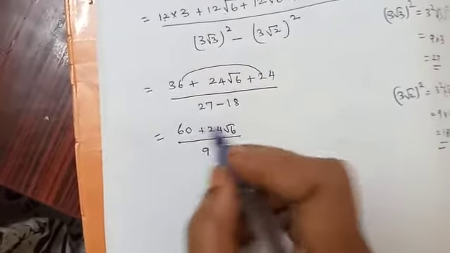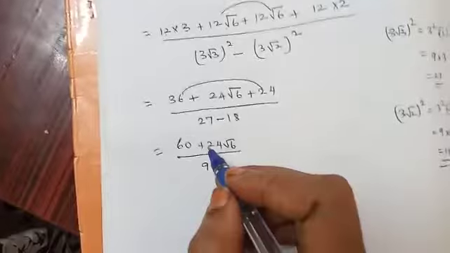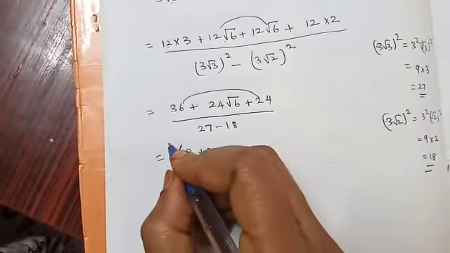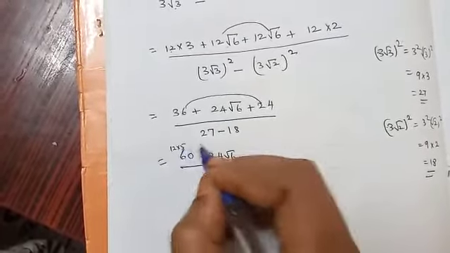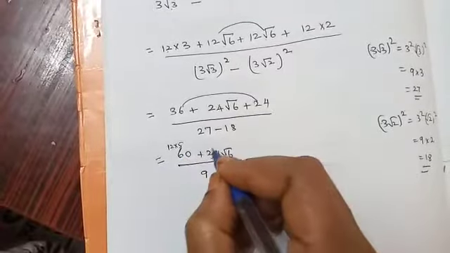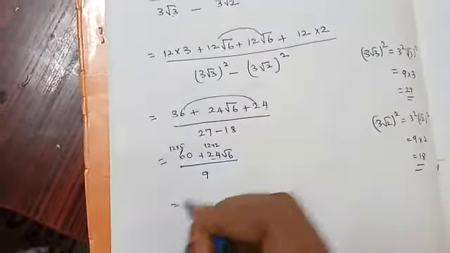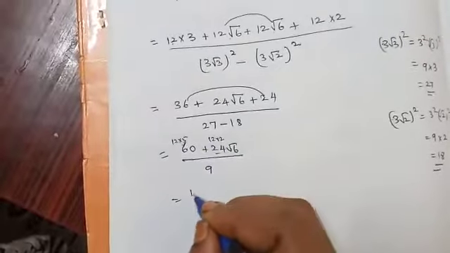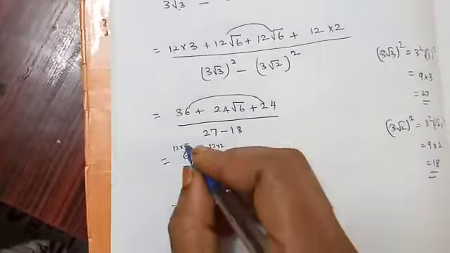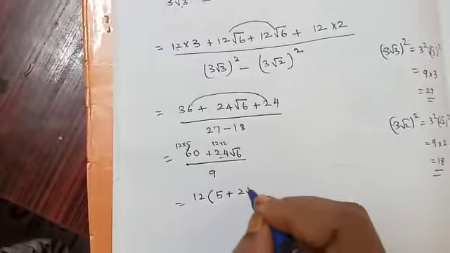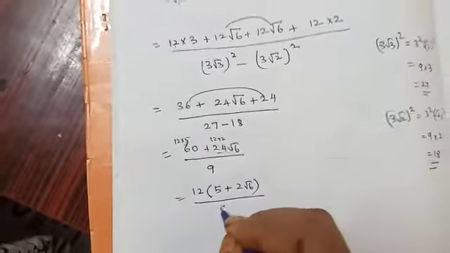Okay. Now we take the common numbers outside. So 60 we split into 12 5s are 60, and 24 is 12 2s are 24. Now 12 is common. So we take 12 outside, means here the remaining is 5 plus, here the remaining is 2 root 6, divided by 9.